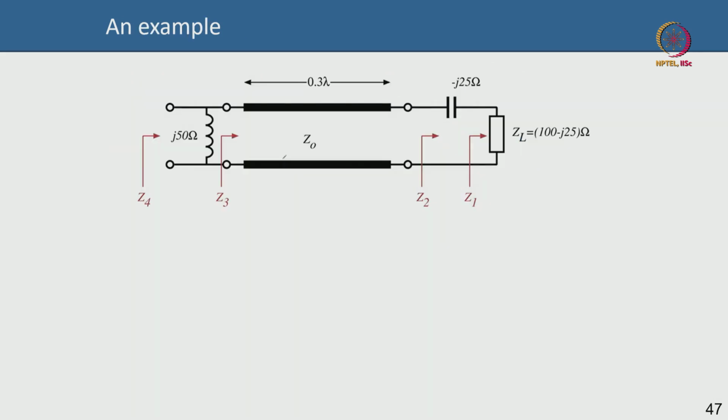Okay. Now suppose I have this particular structure, I have a transmission line of length 0.3 lambda. I have a capacitance in series whose impedance is minus j 25 ohm.